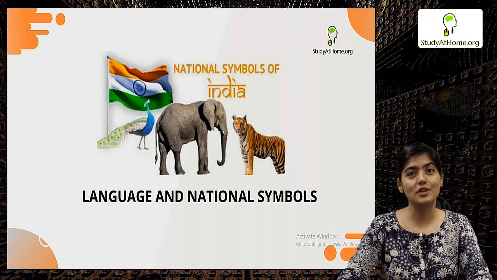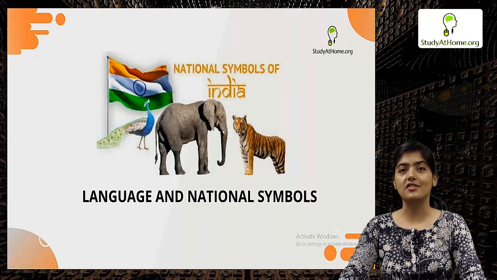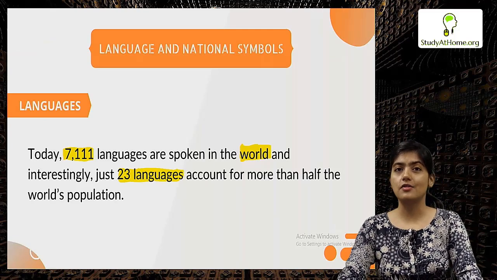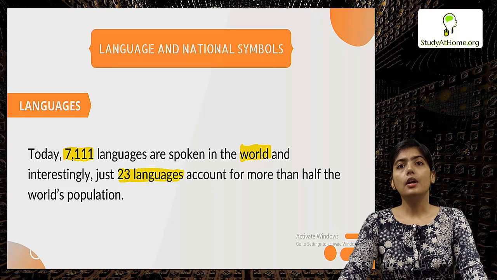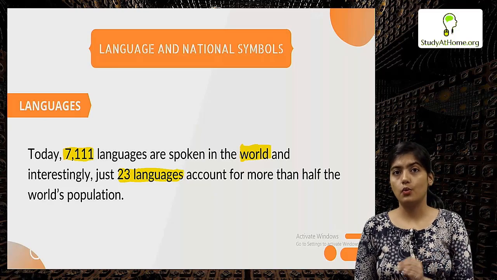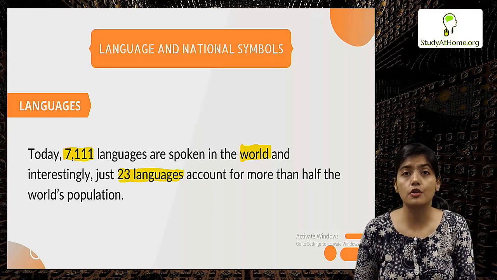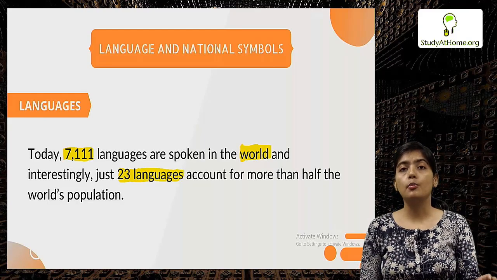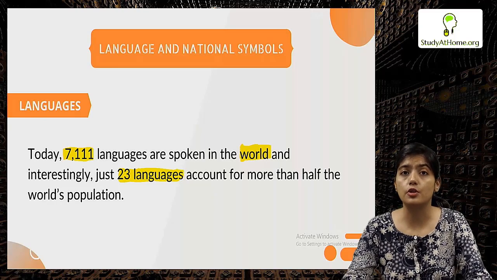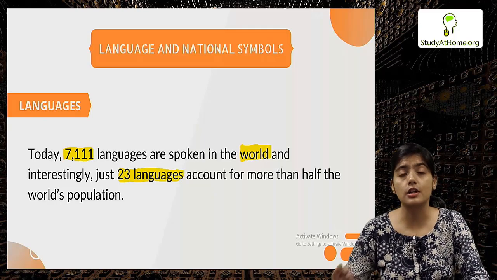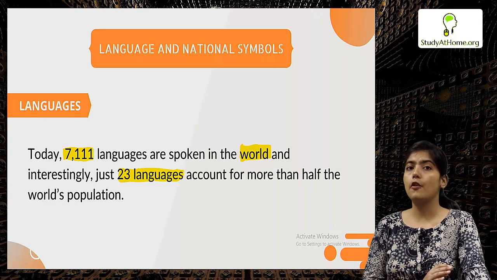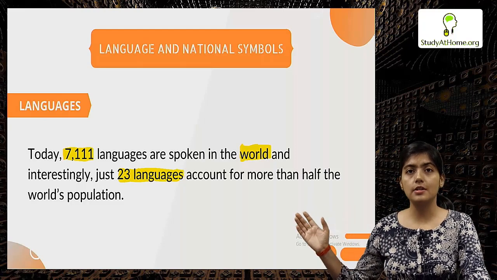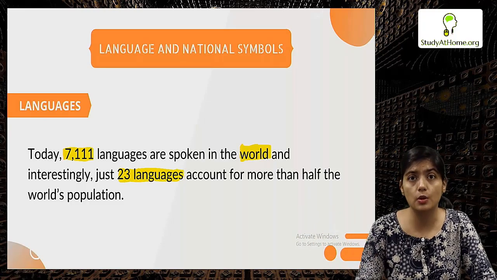As you can see, today I am going to tell you about languages and national symbols. So here we have the first one, language and national symbols. Today we have 7,111 languages that are spoken around the world, and 23 languages are spoken by more than half of the population of the entire world. So these are very important numbers that you must know.